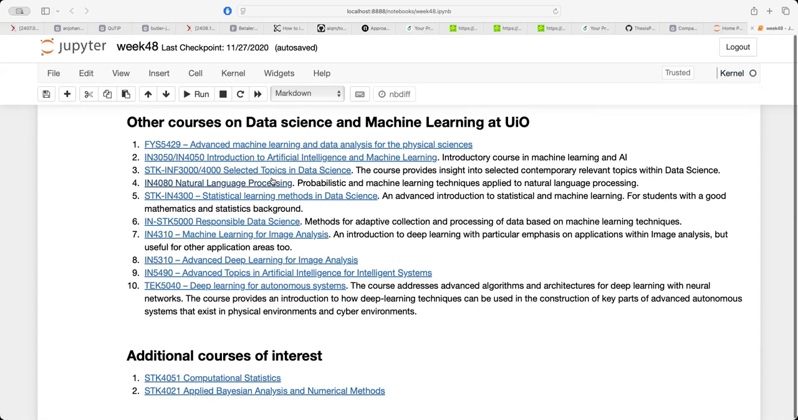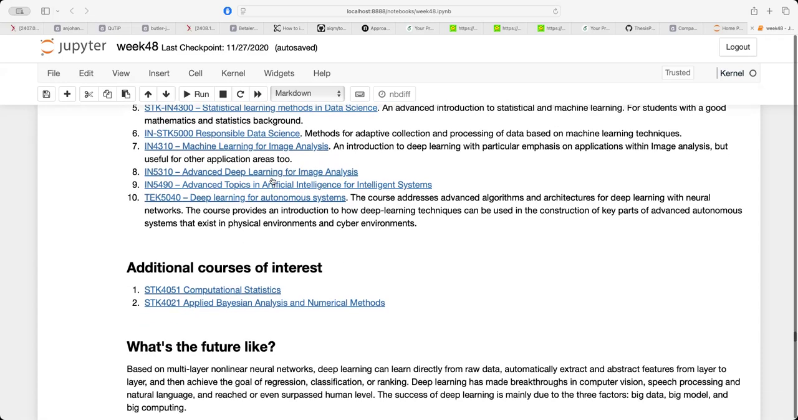So there are a lot of things to choose among if you want to continue with machine learning in either research or you're just basically interested in that.